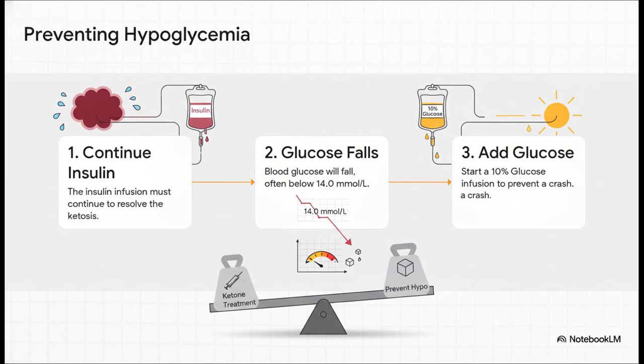So here's another delicate balance we have to manage. The insulin infusion absolutely has to keep running to clear the ketones. But as it does its job, the blood glucose will inevitably fall. To avoid causing hypoglycemia, a whole new emergency, we act once the glucose drops below 14. At that point, we start a separate infusion of 10% glucose. This lets us keep treating the root cause, the ketosis, without letting the blood sugar crash.